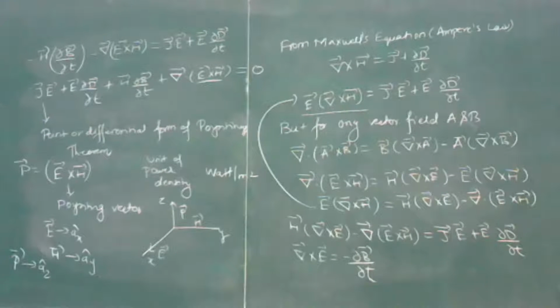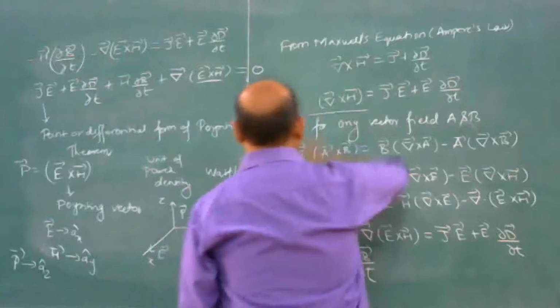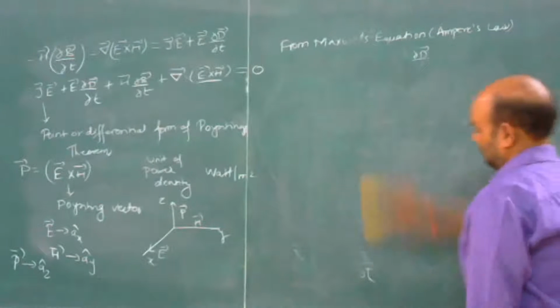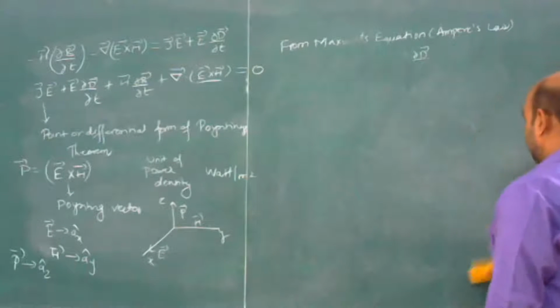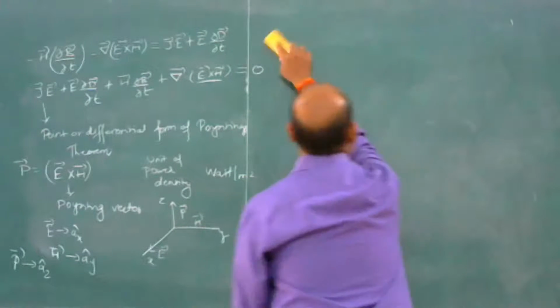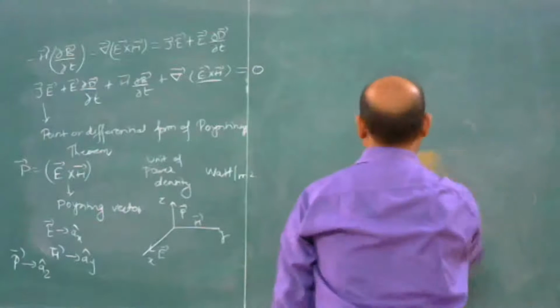Now for time varying fields in a linear, homogeneous and isotropic medium, we are assuming that the medium through which this electromagnetic field is traveling is homogeneous, linear and isotropic.